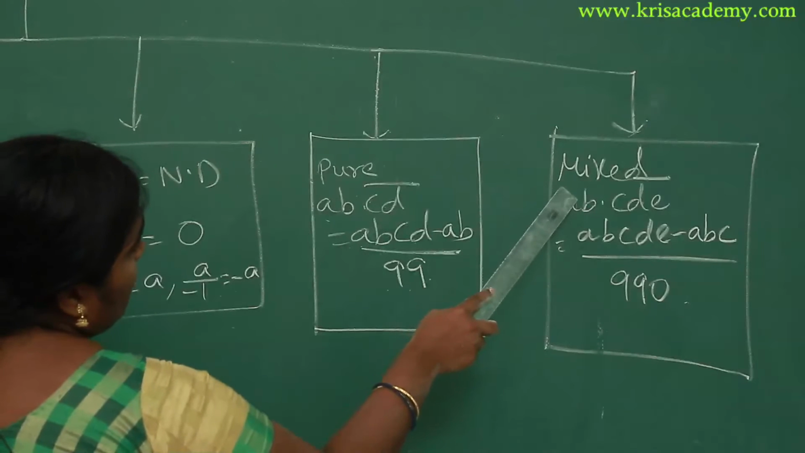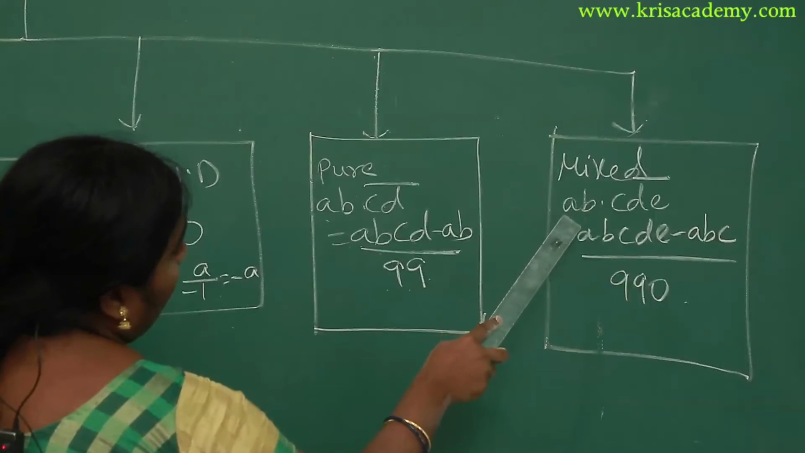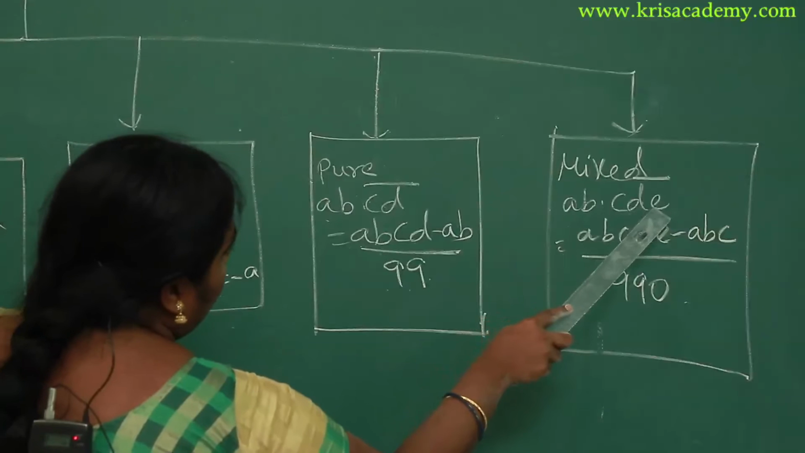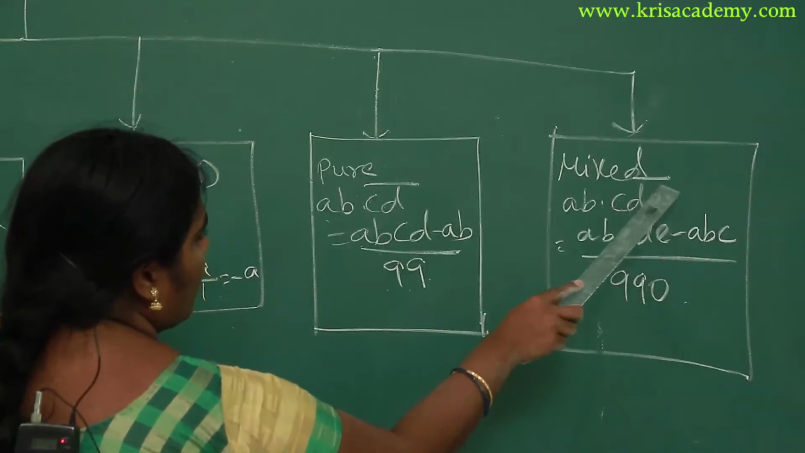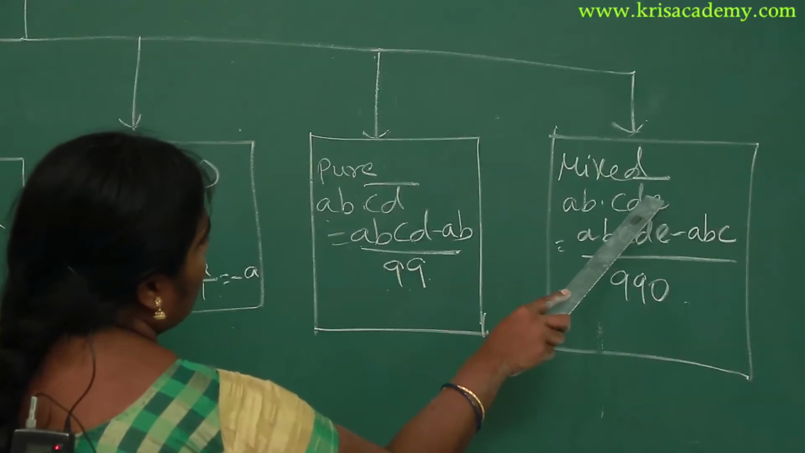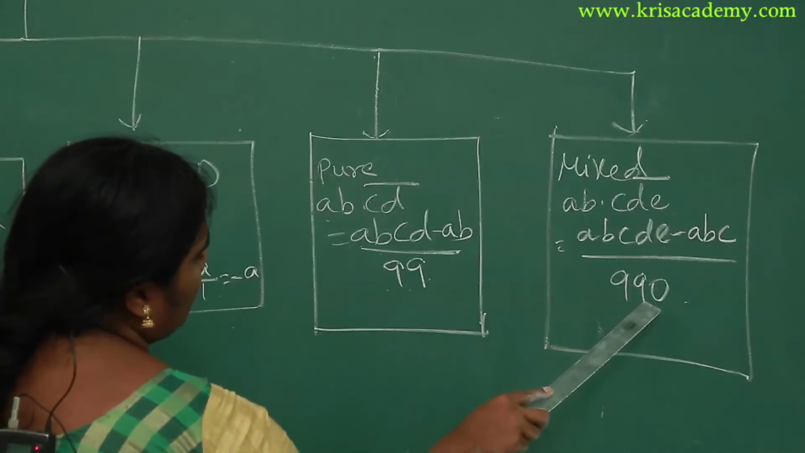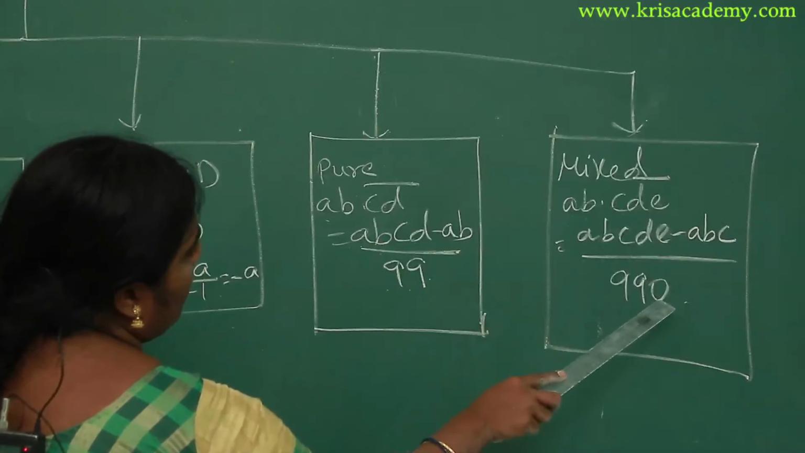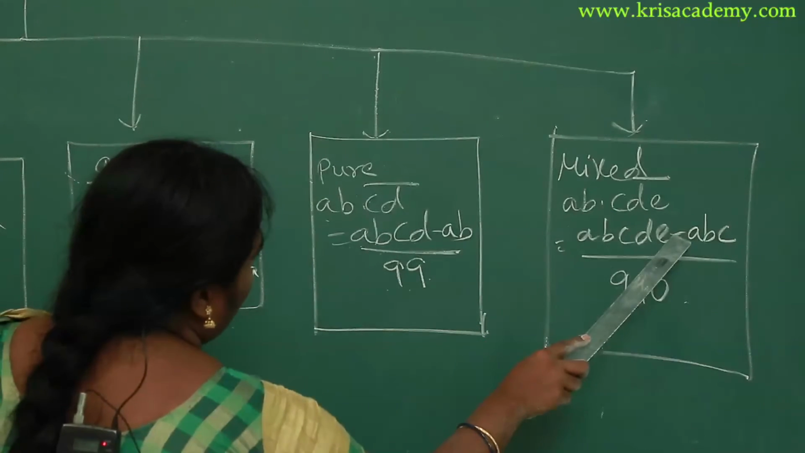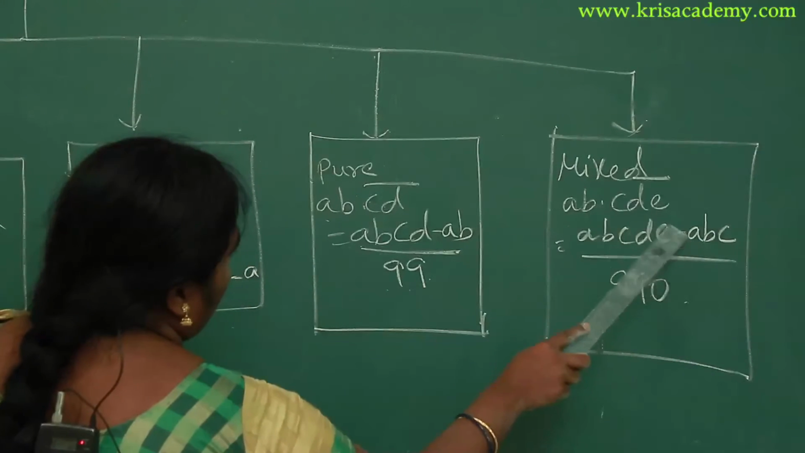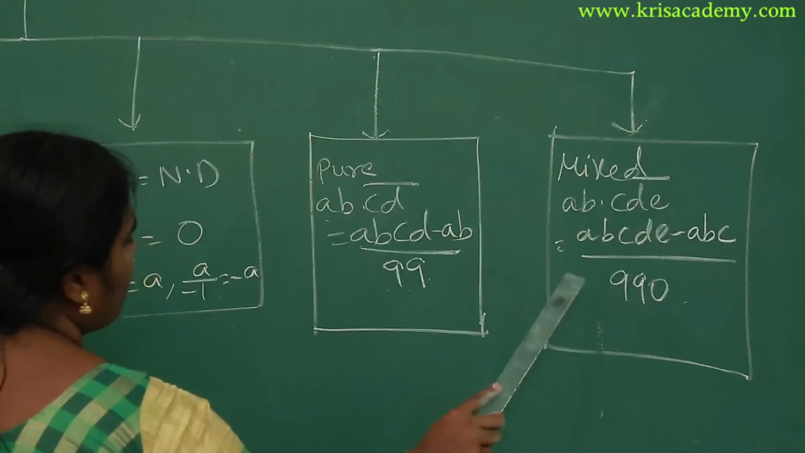So now next one is mixed non-terminating. AB dot CDE bar. Here after decimal all values will not repeat. So here how many numbers are repeating? 2 numbers. So for repeating numbers write 2 nines. The number which is not repeating write 0. Here also numerator full write ABCDE minus ABC. So this is a mixed non-terminating decimal.